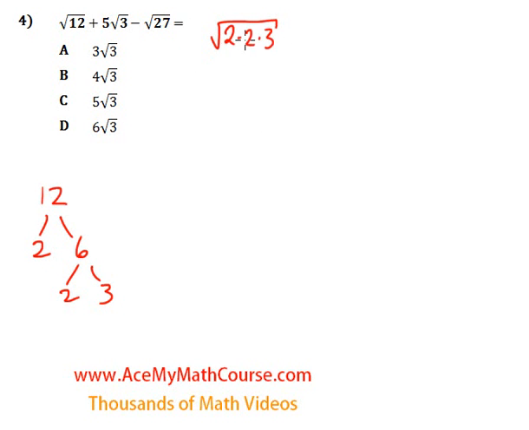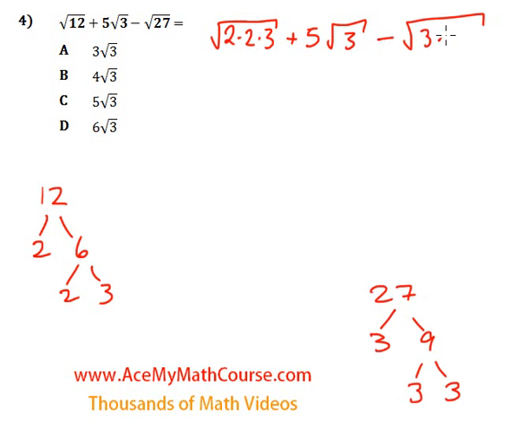And I'll just leave that for now. The 5 root 3, we can't really break down the 3. 3 is already a prime number. So I will just leave it like that. Minus the square root of 27. Let's break down 27. 27 divided by 3 is 9. Divided by 3 is 3. So we have 3 times 3 times 3.